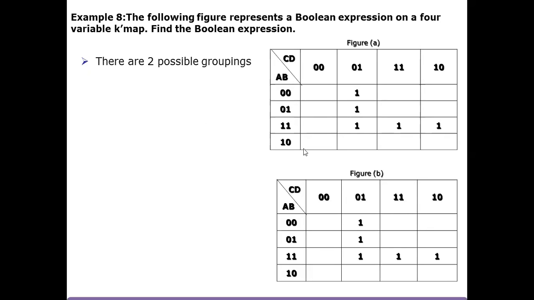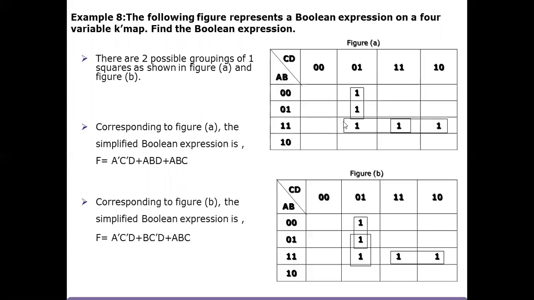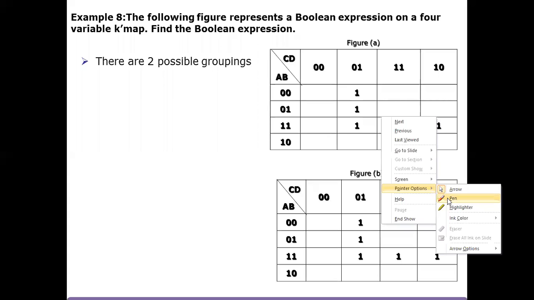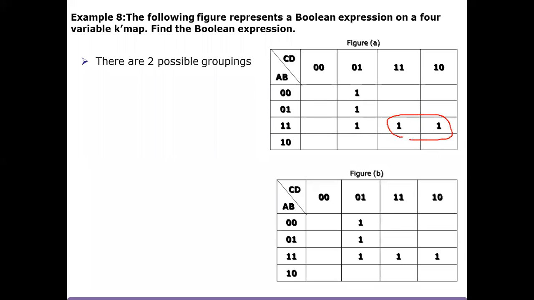So the groupings would be like this. Here you can make 3 elements in one group, but you can't group these 3 in a single group. And here also you can make a single group. So what you can do is group 2 here, and another group which would overlap this.